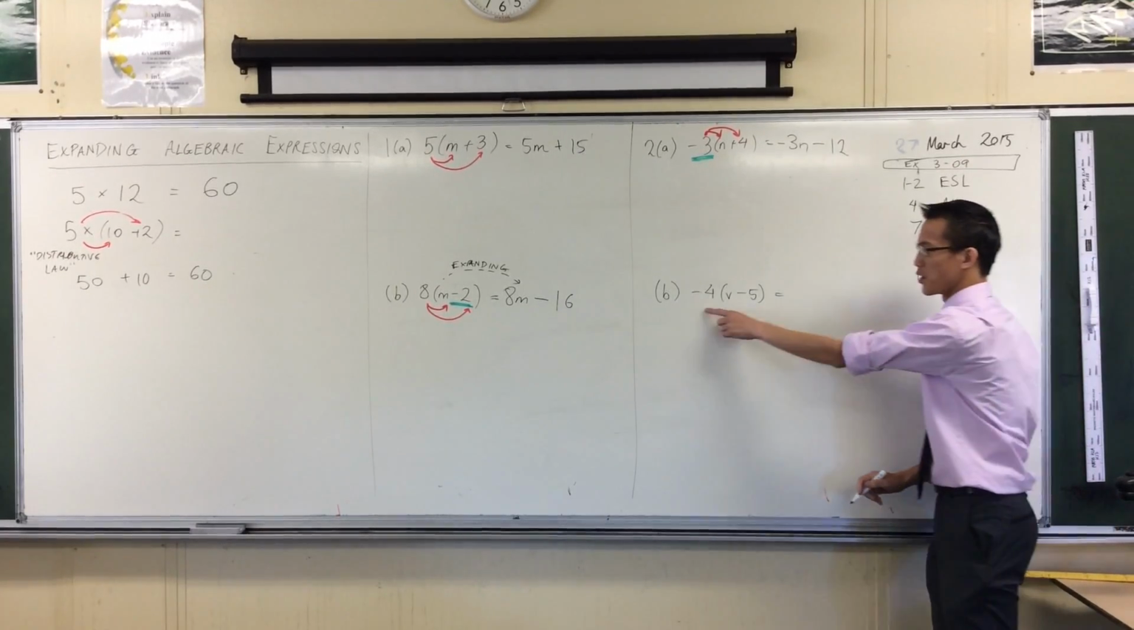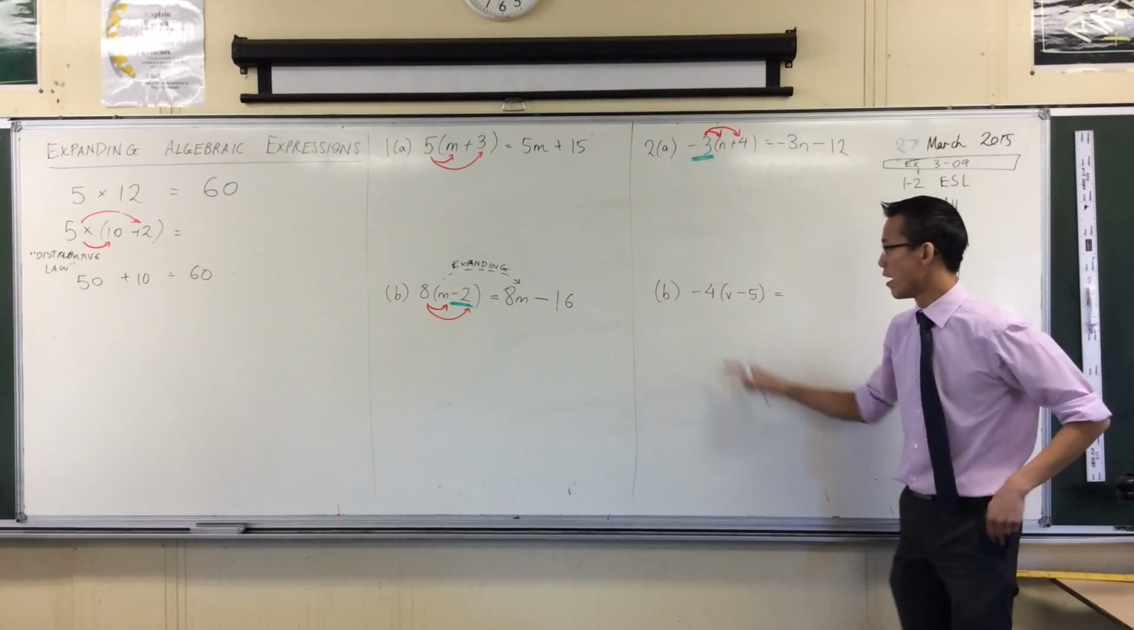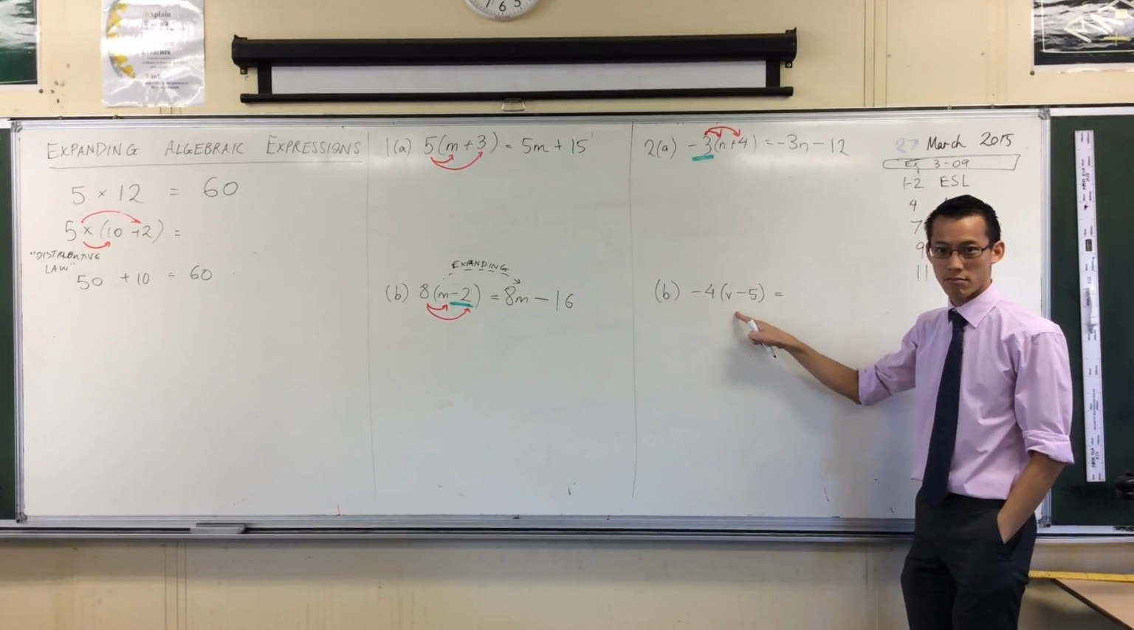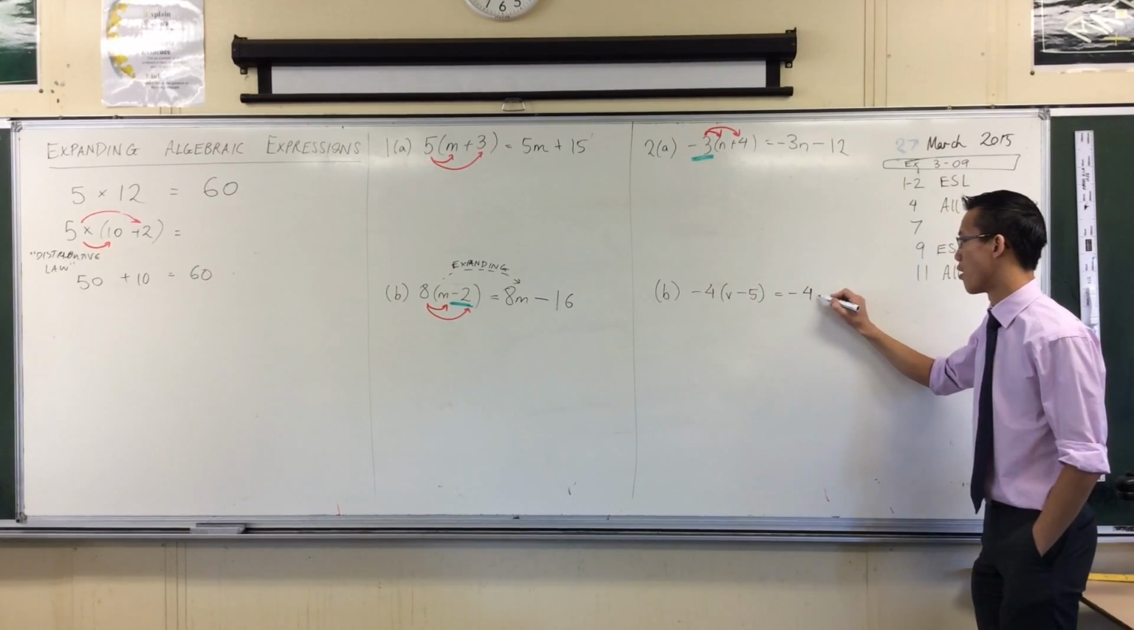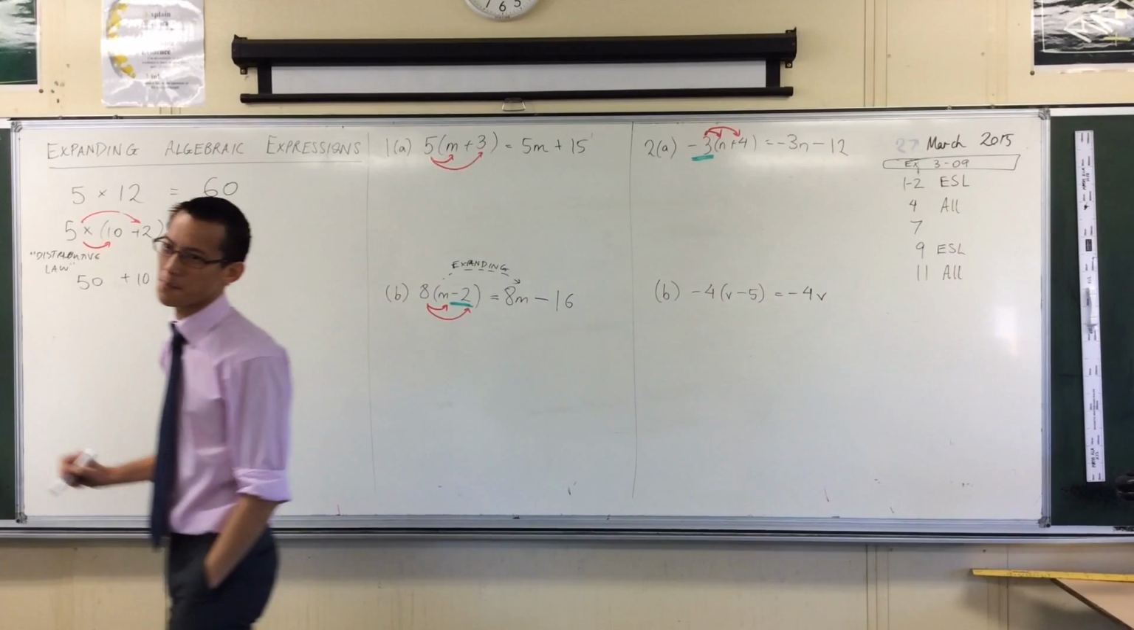Now I can do this first term fairly easily. I'm going to stop drawing the arrows because I think you can see what's going on, right? I'm going to go minus 4 times v, minus 4v. But what happens to the second term? This is a bit sneaky, isn't it?